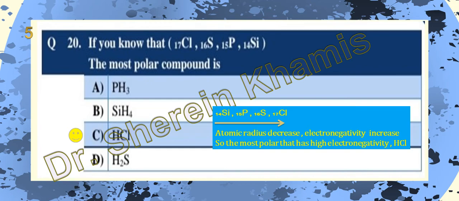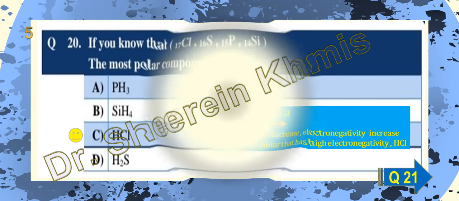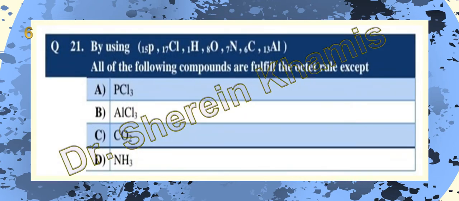Okay, let's go to question 21. Question 21 says that by using phosphorus 15, chlorine 17, hydrogen 1, oxygen 8, nitrogen 7, carbon 6, and aluminium 13, all of the following compounds fulfill the octet rule except. We have BCl3, AlCl3, CO2, and NH3.